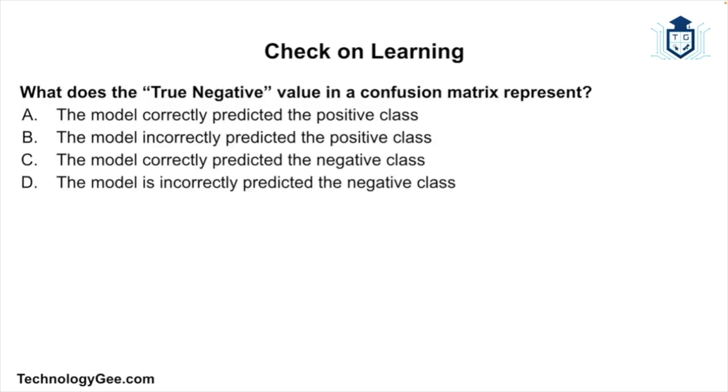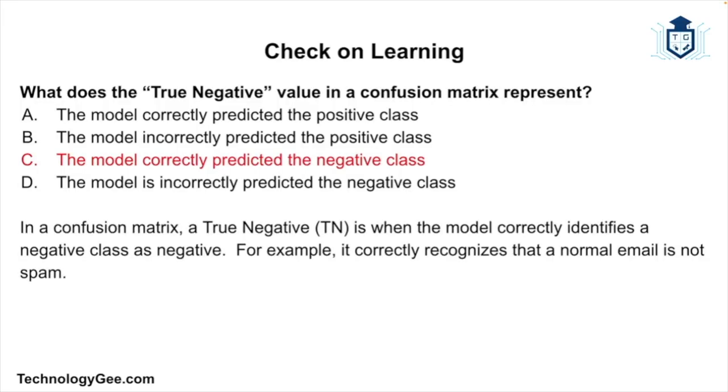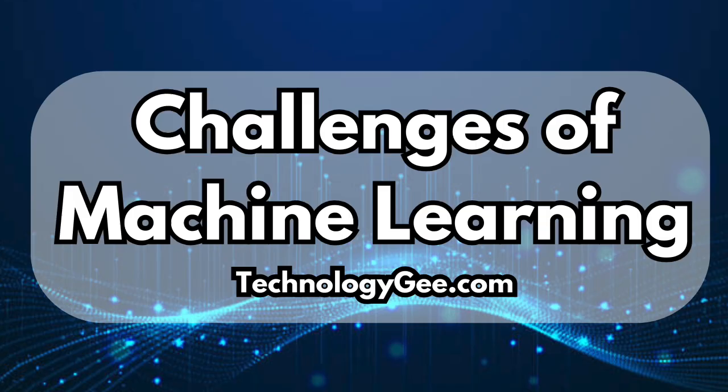And our final question, what does the true negative value in a confusion matrix represent? Is it the model correctly predicted the positive class? Is it the model incorrectly predicted the positive class? Is it the model correctly predicted the negative class? Or is it the model incorrectly predicted the negative class? And the correct answer is the model correctly predicted the negative class. So in a confusion matrix, a true negative is when the model correctly identifies a negative class as negative. So for example, it correctly recognizes that a normal email is not spam.